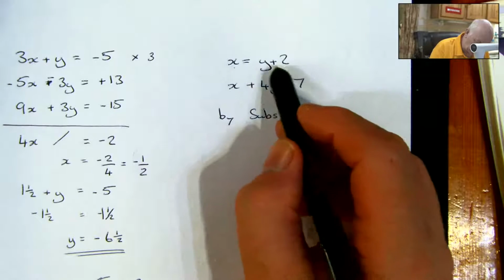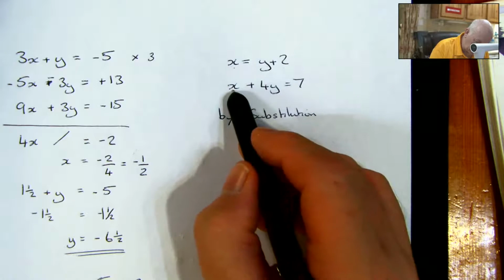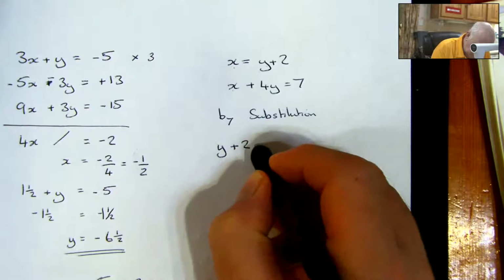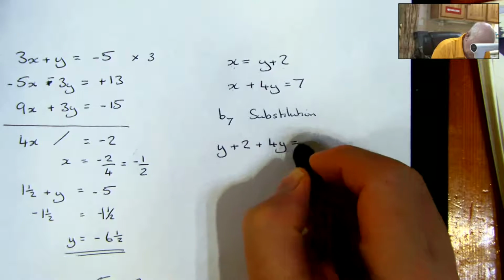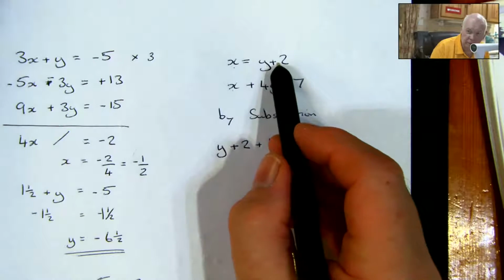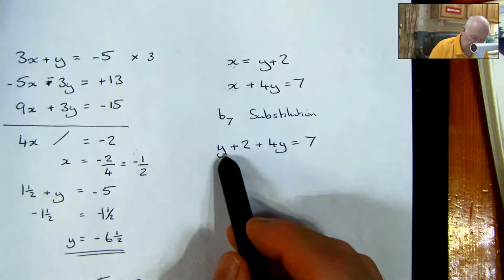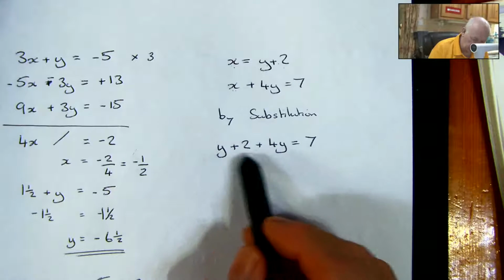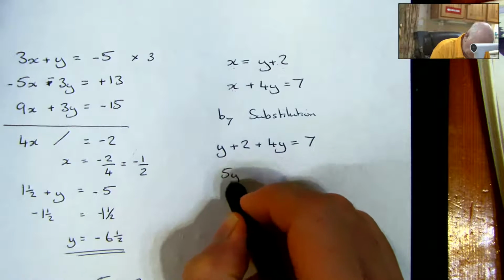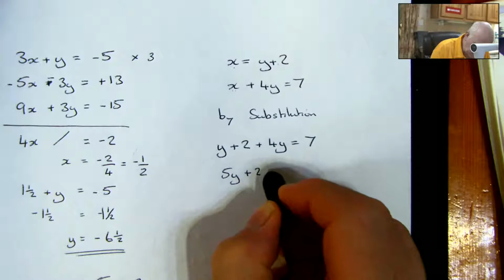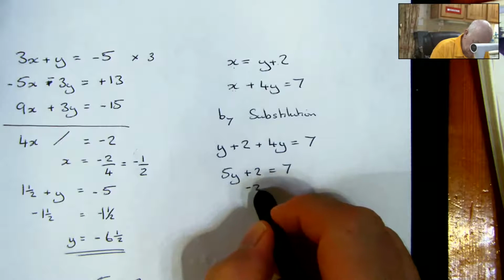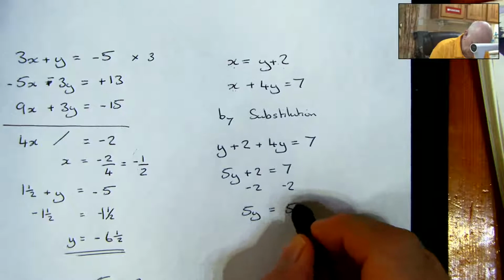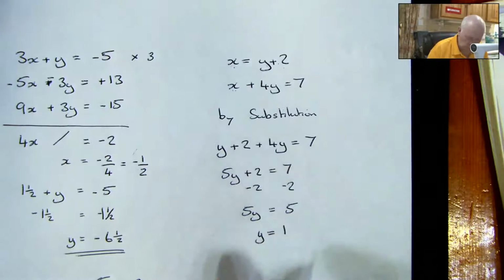So I know that x is y plus 2, so let's put y plus 2 instead of x. So we get y plus 2 plus 4y equals 7. I've substituted this into there. Let's see what we've got. Let's add up all the numbers and the letters. So we've got 5y here plus 2 equals 7. Let's take the 2 away from both sides to say that 5y equals 5. So therefore y equals 1.